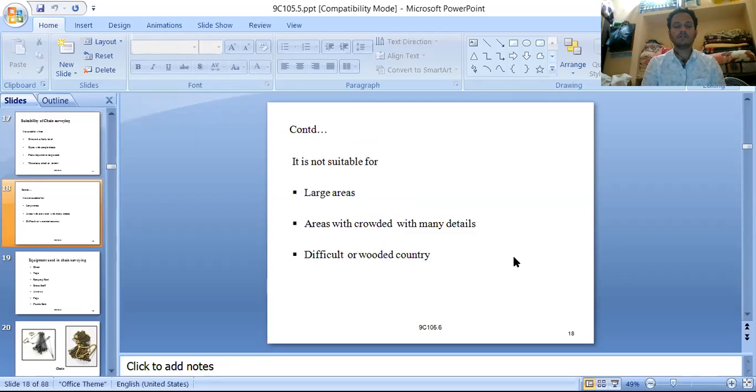Chain survey is not suitable for larger areas, areas crowded with many details, and it is difficult for wooded country.